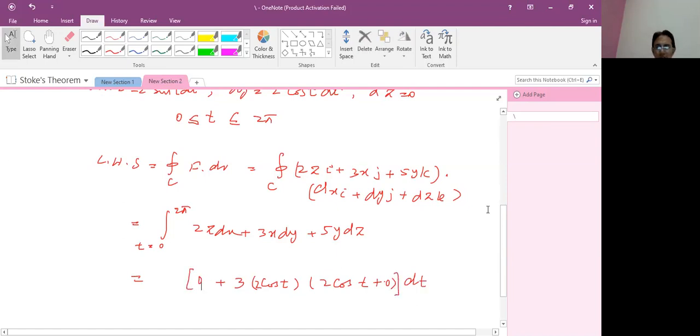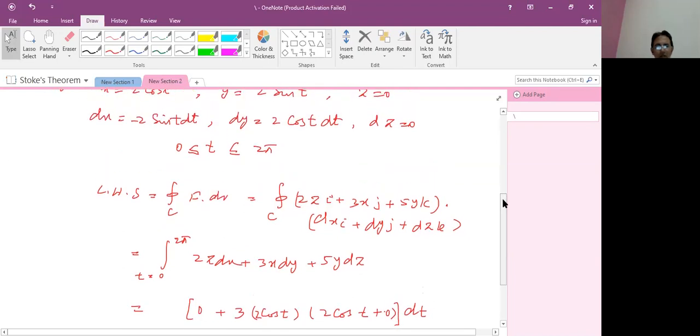So student, when we put all these values, because x is equal to 2 cos t and y is equal to 2 sin t, 3x is equal to 3 times 2 cos t. We put in these values, and dz is 0, so this part should be 0. And 3 times 2 cos t into dy, where dy is equal to 2 times cos t dt. So all terms are multiplied together.